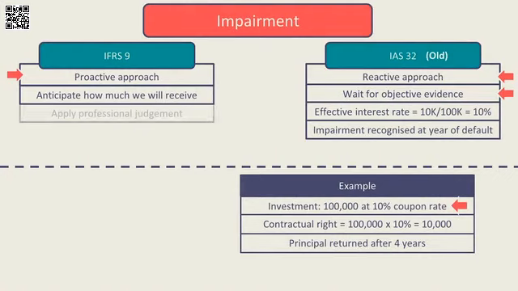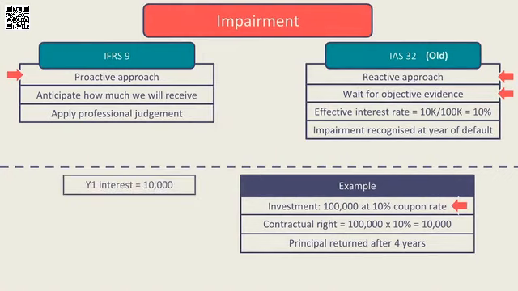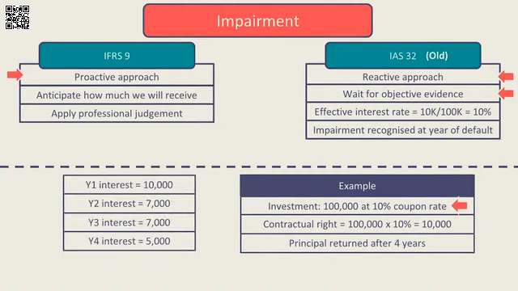Now this is very much a case of professional judgment, and it could be that I make an investment of 100,000, I think I'm going to receive the contractual amount of 10,000 in the first year, but then I'm predicting economic downturn in years 2, 3 and 4, and thus rather than receiving the 10,000 to which I'm entitled, I think I'm only going to receive 7,000, 7,000 and 5,000.